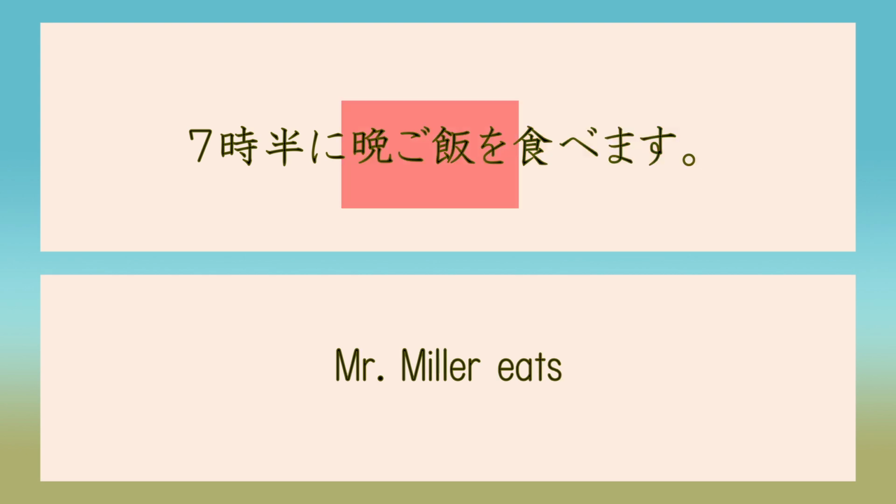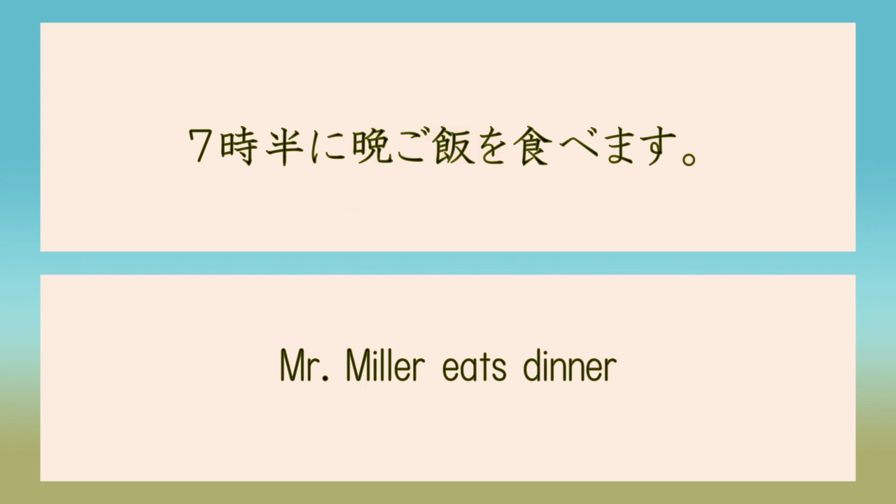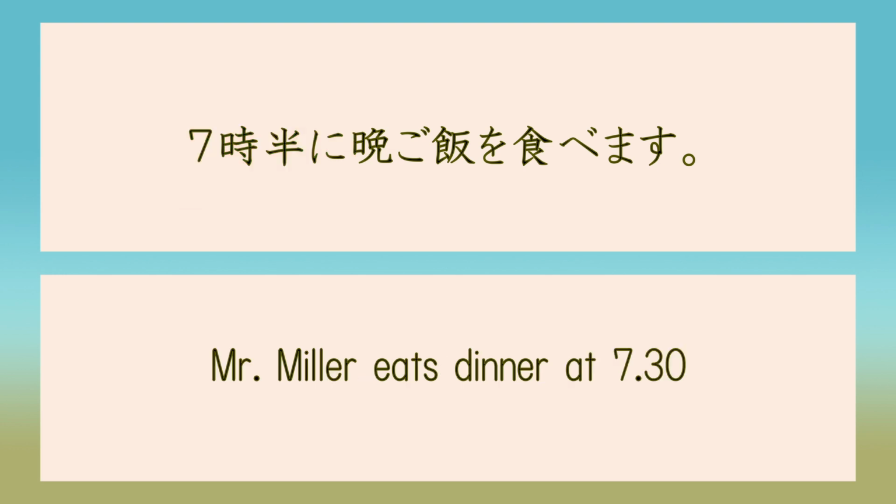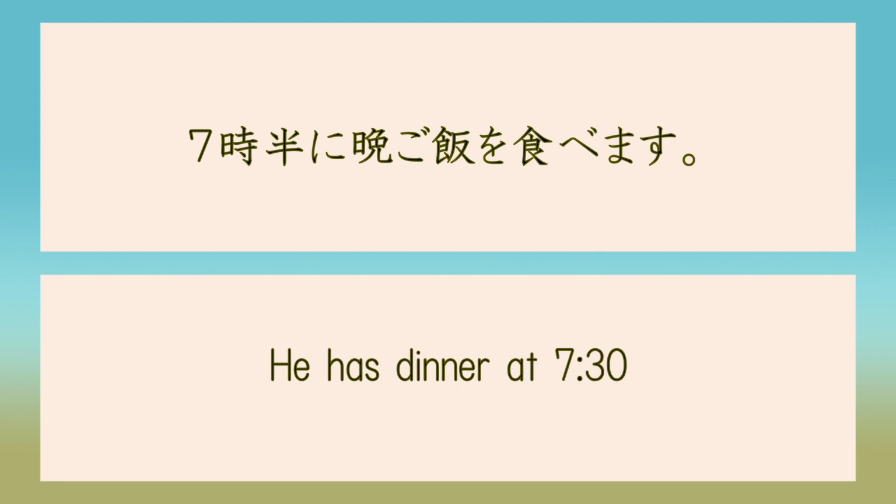So we don't have the topic in this sentence, so we are still going to use Mr. Miller. The main verb is tabemasu, so to eat. So Mr. Miller eats. Let's go backwards. Eats what? Bangohan o. Mr. Miller eats dinner. And then let's go backward. Shichiji han ni, at 7:30. So Mr. Miller eats dinner at 7:30. Apply rule number 4. He has dinner at 7:30.